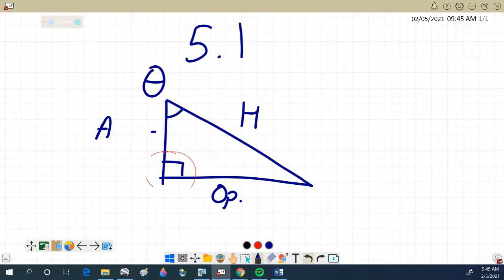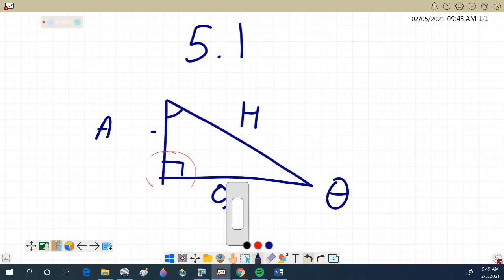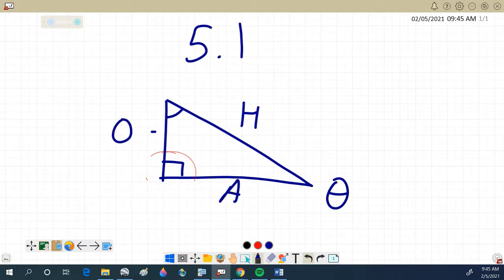What happens if I choose the other angle? The A and the O switch. This is now A, and this is now O. Does that make sense? Does it matter which angle you pick? Not really. Sometimes one angle is a lot easier than the other, but in trigonometry it doesn't matter which angle you pick. You can still do the mathematics if you pick the other one, even if it's sometimes a lot harder.